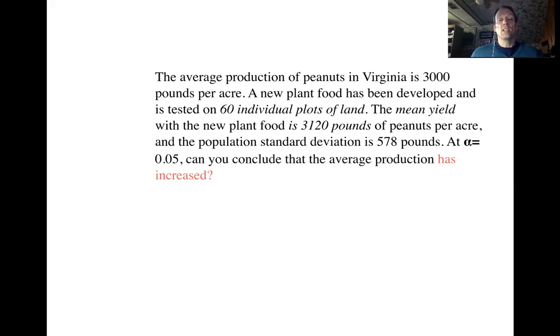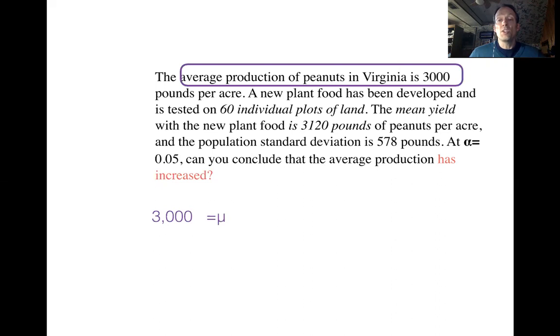So let's go ahead and start to record some of the key information we're going to need for the question. We're going to write down that our population average is equal to 3,000 pounds. And I just want to take a minute to talk about how we knew that the 3,000 was our mu, because this is an area where students get confused often.